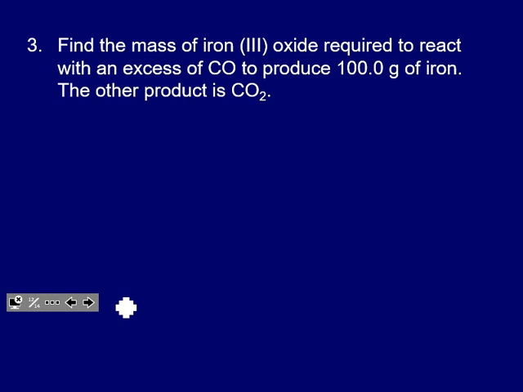So again, give it a shot. Find the mass of iron 3 oxide required. Therefore, it's a reactant. It's going to react with excess CO. It's going to produce iron, and the other product is CO2. A little bit convoluted there, but if you read it through carefully, you should be able to figure out your reactants and products. Again, I've given you the name of iron 3 oxide, so you're going to have to do some crossing over to determine a formula there. And then iron is iron.